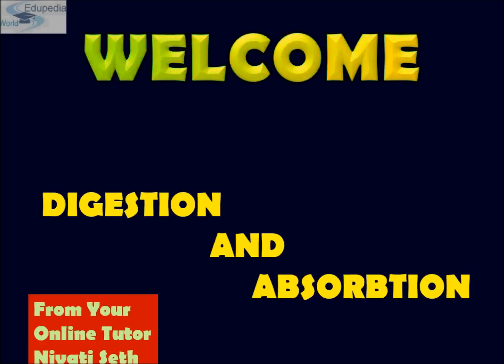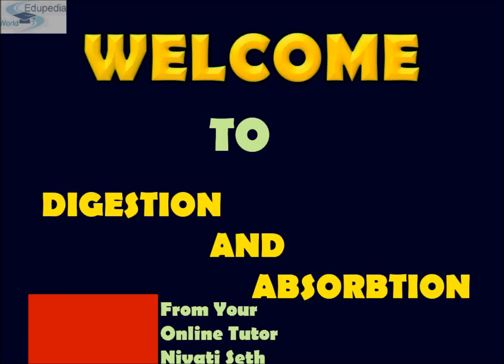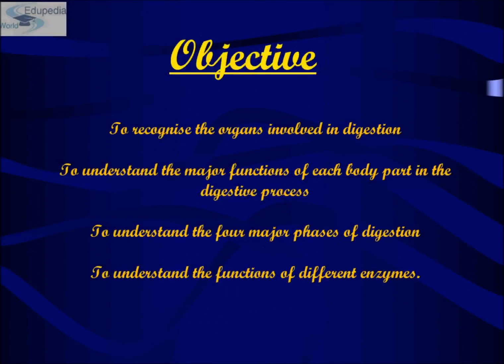So let's proceed towards our topic, that is digestion and absorption of class 11th. The objective of this presentation is to recognize the organs involved in digestion. Secondly, to understand the major functions of each body part in the digestive process. Third, to understand the four major phases of digestion. And last, to understand the function of different enzymes.